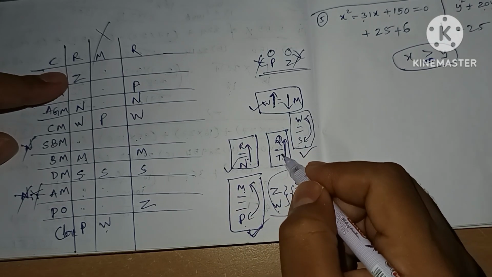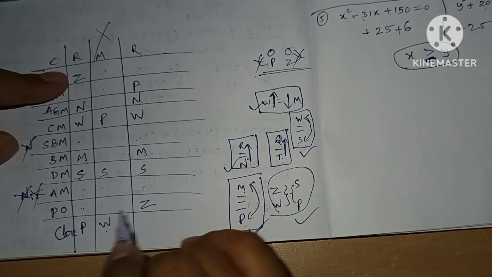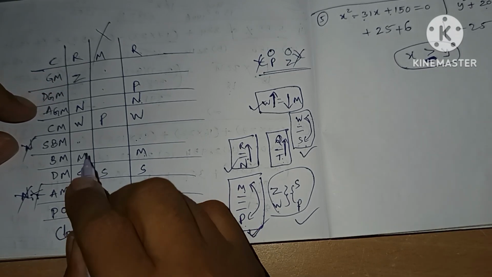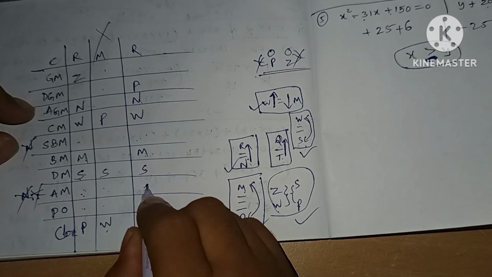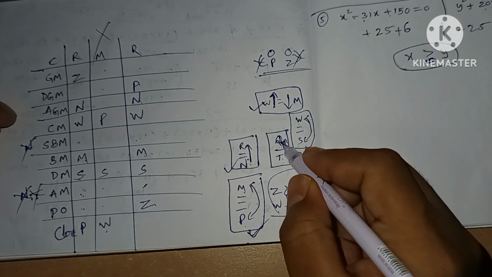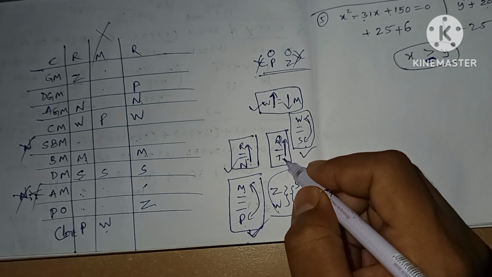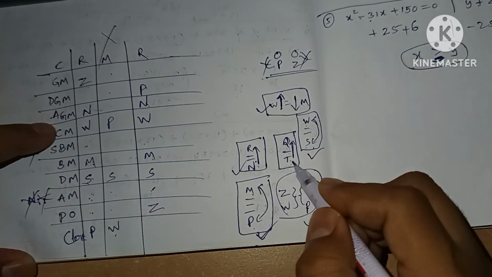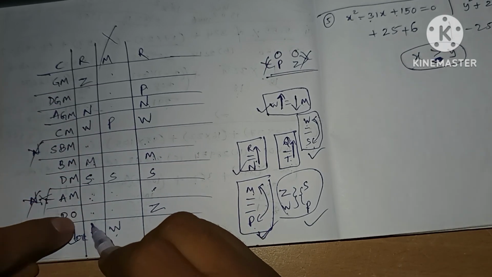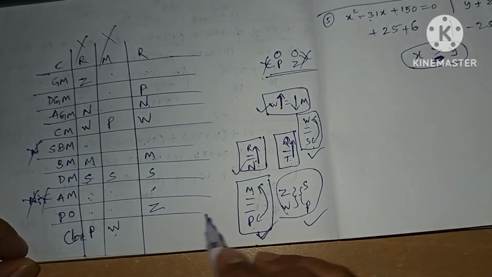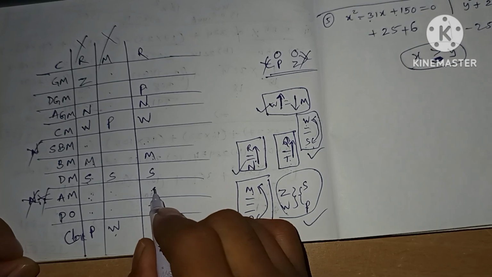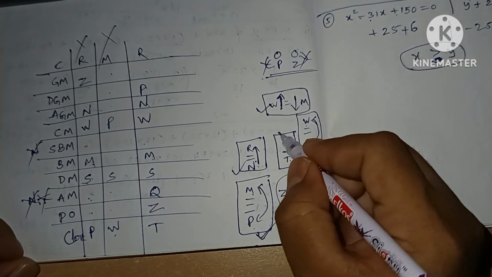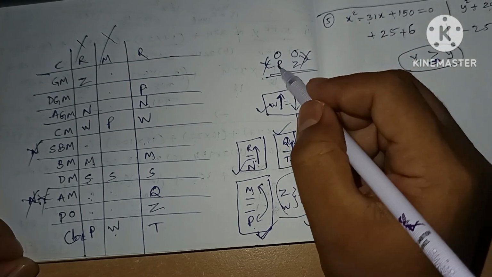Q dash T, we cannot place T here, but we can place Q here. Wait a second. Q and T. In this case we are not able to place Q dash T. There is no place for Q dash T type, so this case also fails. In this case we have only one possibility of placing Q here and T here, so this one is also completed. Next, let's see this one.